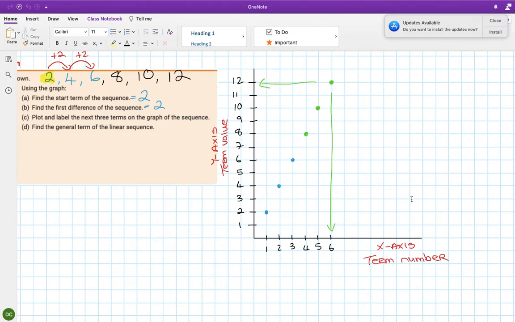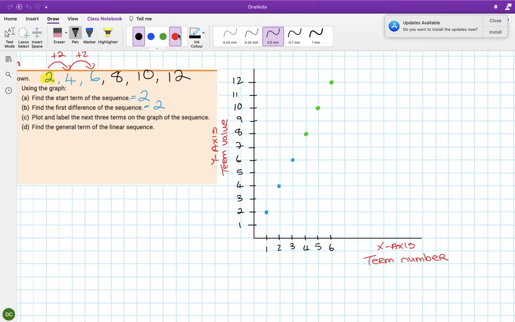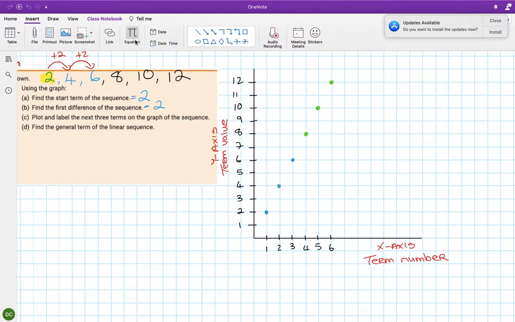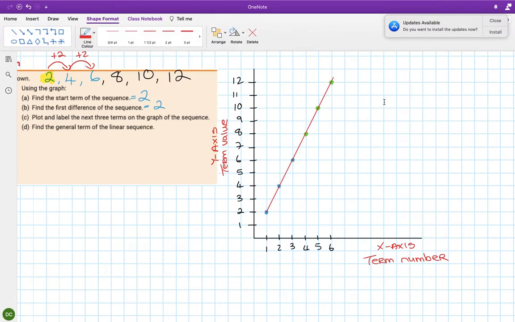Okay? None of those lines stay. They need to go. Okay? Then, this is another thing some people forgot to do. You must draw your line. Okay, so you have to get a ruler and draw a line joining your dots together.